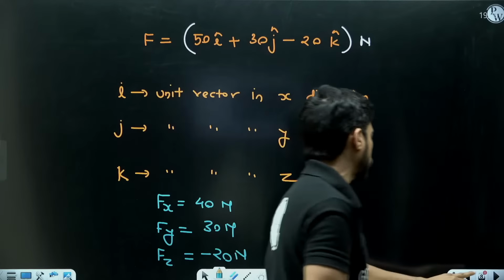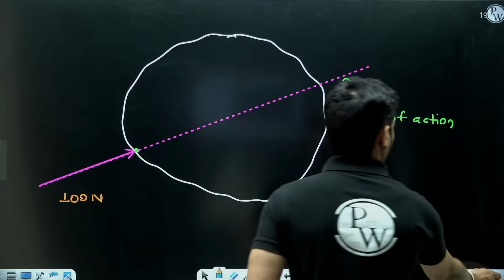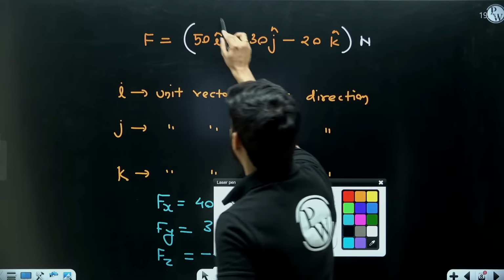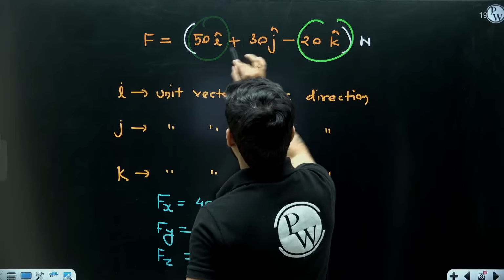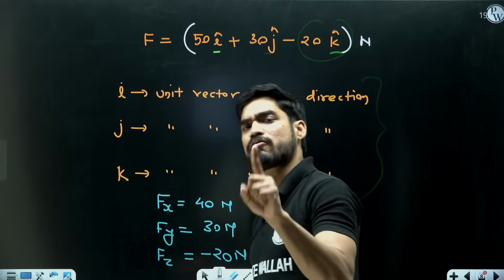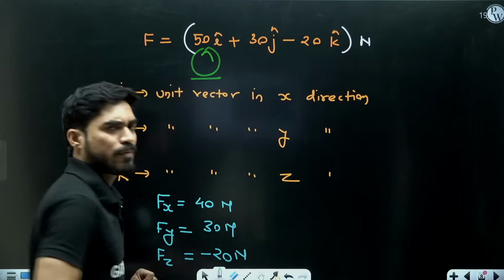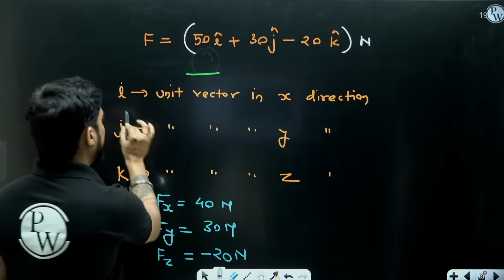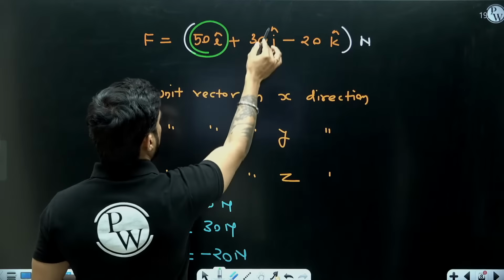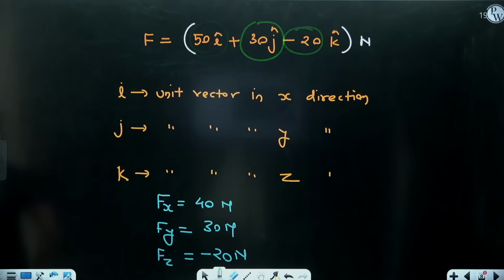We can either show the force by an arrow, or we can show the force by using a vector. So if you show the force by a vector, it will be something like this: 50I plus 30J minus 20K, where I, J, K are what? They are unit vectors in X, Y, Z direction. Their magnitude is 1. So if I only write I, that means in X direction the force is how much? 1 Newton. So I, J, K are unit vectors in X, Y, Z direction. So the force in X direction is 50 Newton, in Y 30 Newton, in Z minus 20 Newton. I hope it is clear to you.